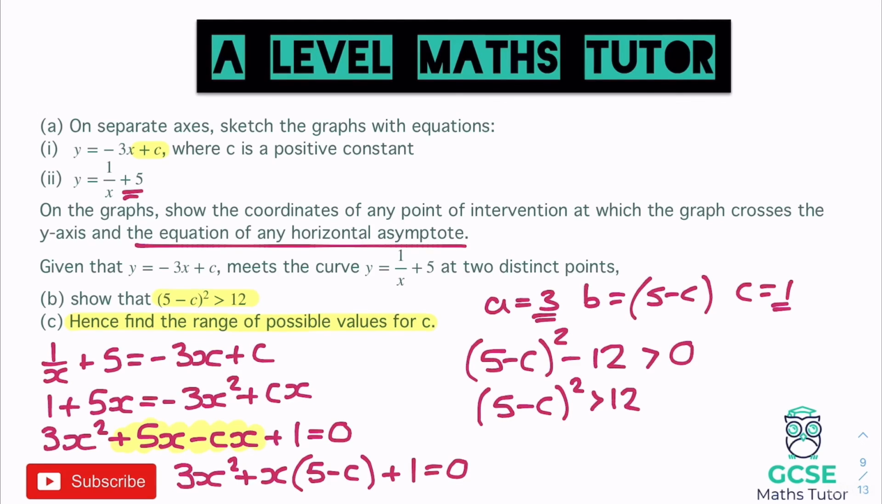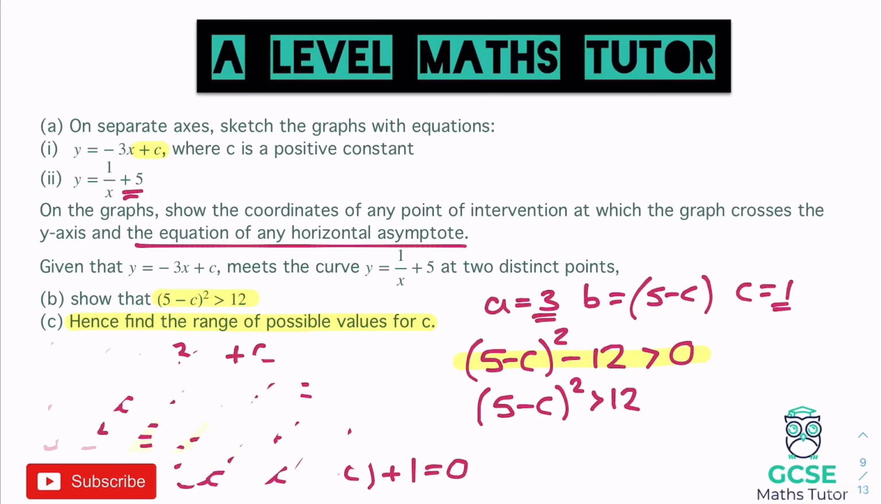Now for the last part, we've got: hence find the range of possible values for c. In terms of actually figuring that out, all we need to do is solve this as a normal quadratic inequality, where we're looking at something bigger than 0. Not forgetting that in this equation, we're looking at where it's bigger than 0. So let's get rid of all this work and finish off this last bit.